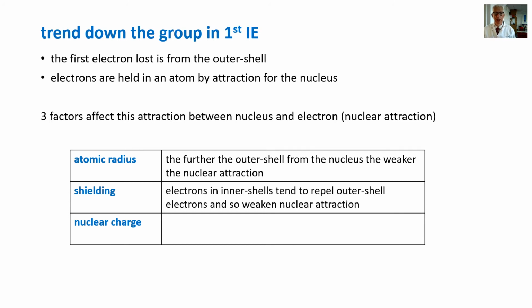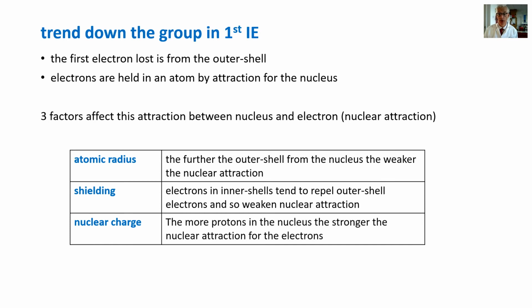Shielding, electrons in inner shells, well, they have a repulsive effect by virtue of their negative charge. So they will repel outer shell electrons, and so that will have an effect of weakening nuclear attraction. And nuclear charge, well, the more protons in the nucleus, the stronger the nuclear attraction for the electrons, including the electrons in the outer shell.